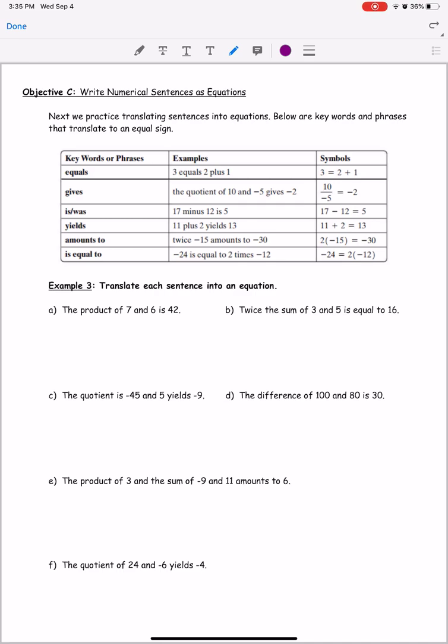So the product of 7 and 6 is 42. Product means to multiply. So we need to multiply 7 and 6. That's my equal sign, and then 42. Is 7 times 6 42? Yes. So we know we did this one correctly.